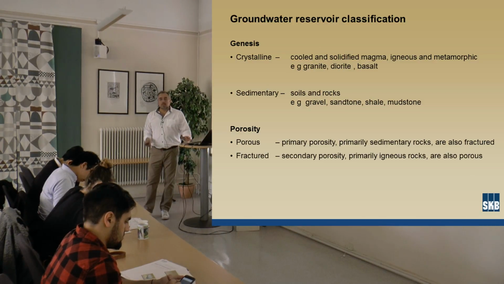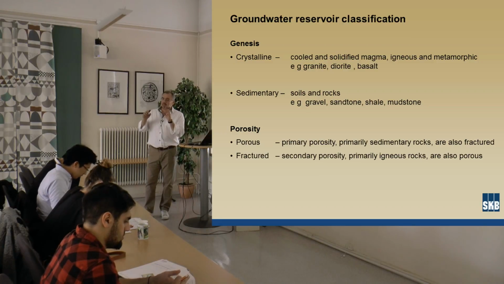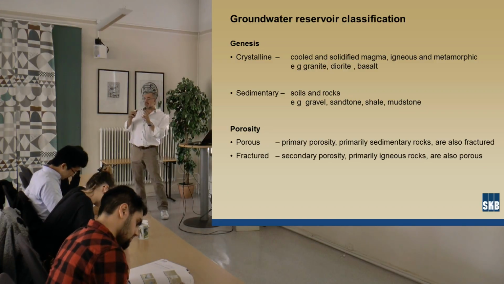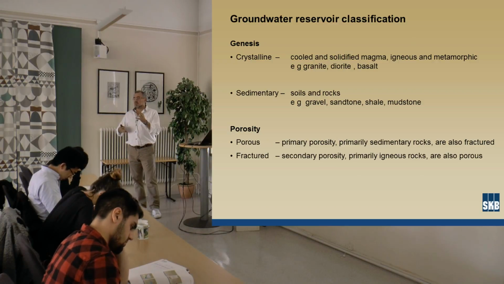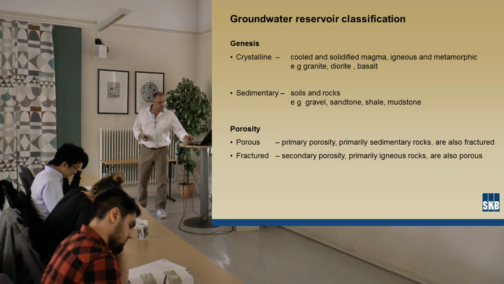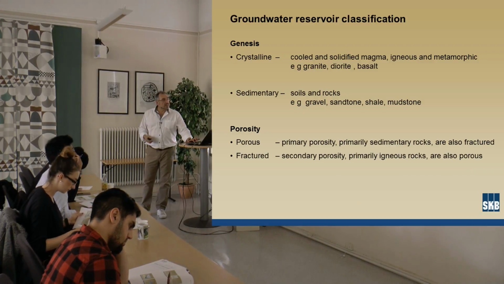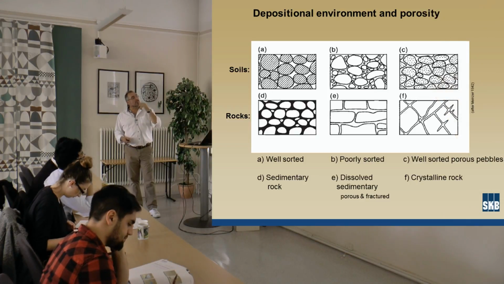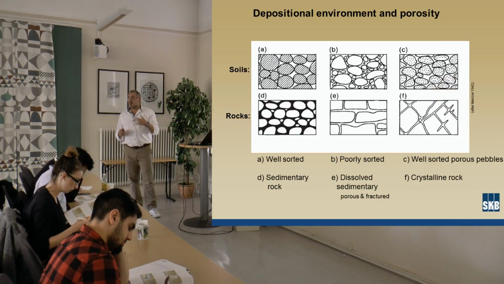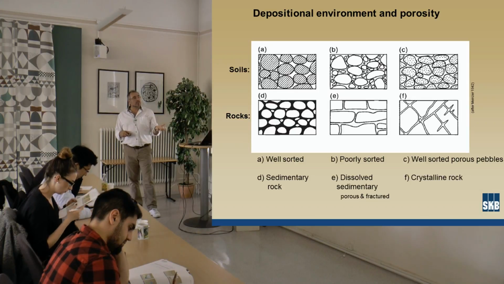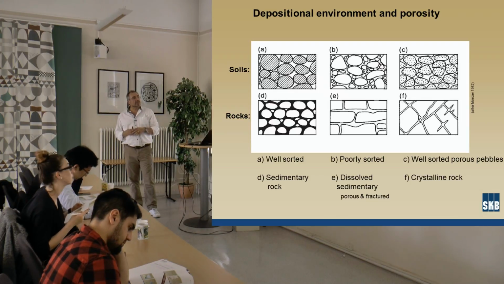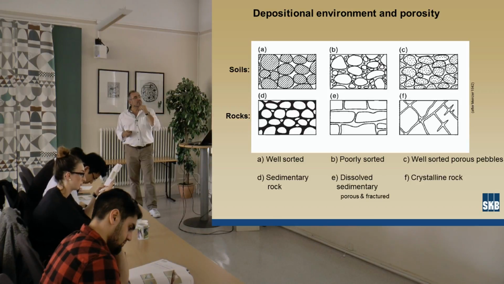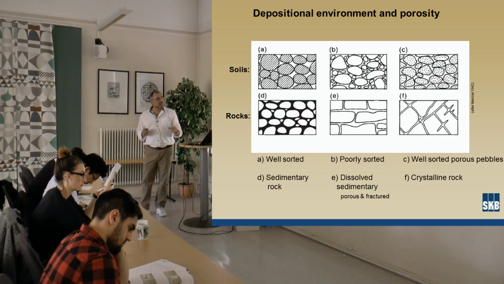Then we also distinguish between porosity. Primary porosity is the porosity between the grains basically, and then secondary porosity, which is fracturing, comes at a later stage. The soils which are granular, of course, we distinguish between well sorted and poorly sorted. Very evident. And there are also soils which have porous pebbles as such. It's not common, but it exists.